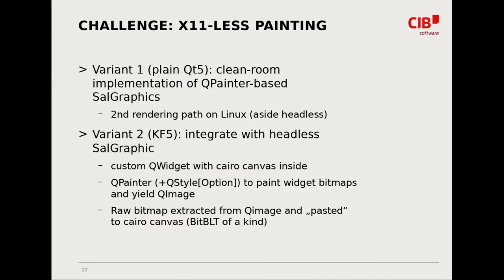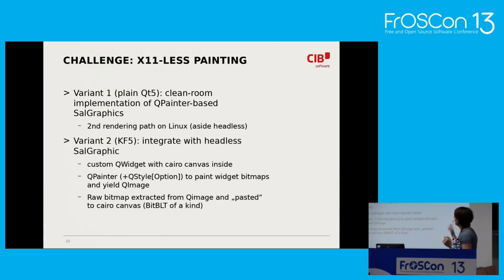The next challenge is how to paint to the windows, how to implement the SAL graphics, which is the thing used to paint into the windows without X11. There were basically two options. The first option, which is something the plain Qt frontend, not KF5, uses, is to implement the entire SAL graphic, this entire system for painting into the windows, from scratch. If you remember, I mentioned the kind of API you have to implement: to draw a line, to write the text, to draw a polygon, to draw a rectangle. So you can imagine the vast amount of work this is.